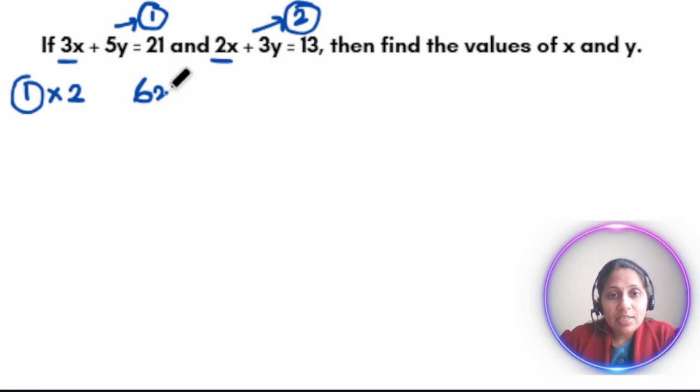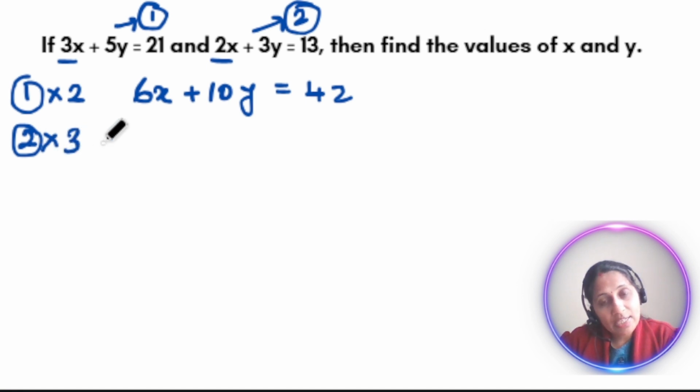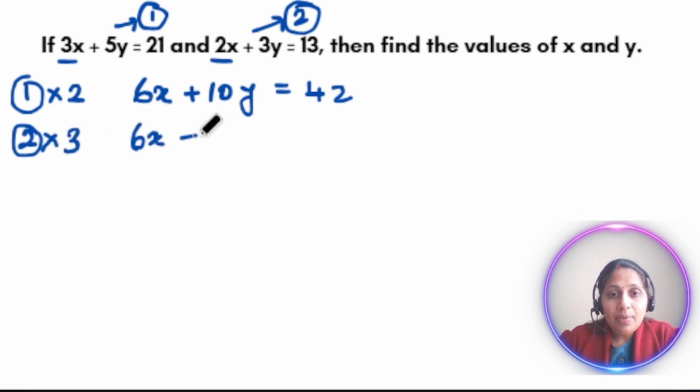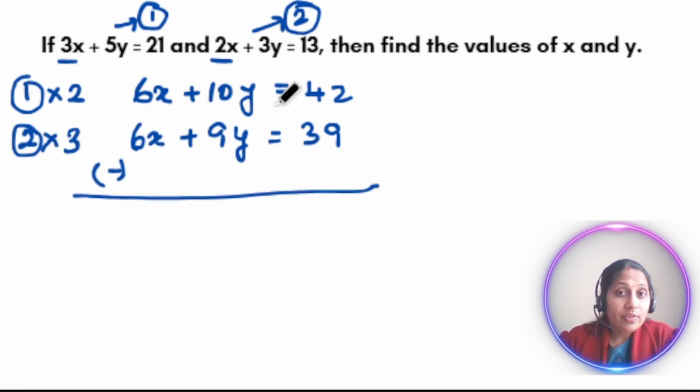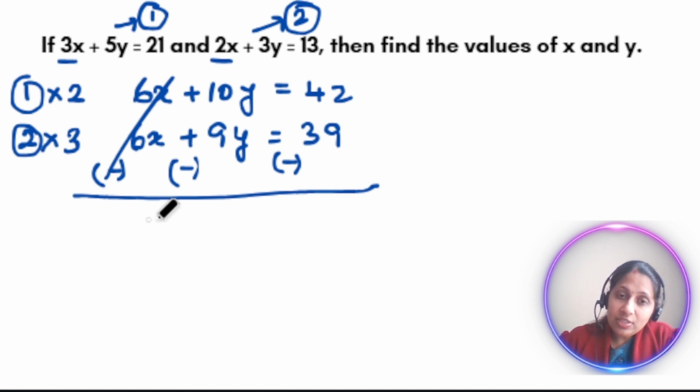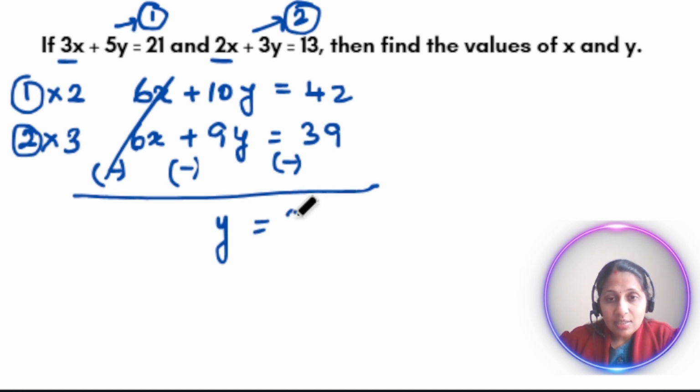So now 6x plus 2 times 5 gives you 10y equals 42. Similarly, second equation will be multiplied by 3 in order to get 6x. So 6x plus 9y equals 39. So let's subtract these two equations now. As we know, when you subtract two equations, the signs of the second one will reverse. So all will become minus here. 6x minus 6x will give you 0. 10y minus 9y gives you y. And 42 minus 39 is 3, so the value of y is 3.